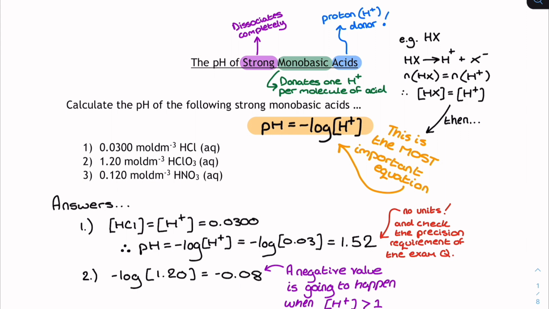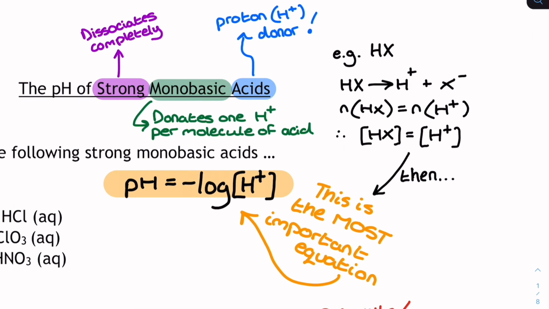As you can see here, we are kicking off with strong monobasic acids. So let's have a little bit of background information here. First off, we're talking about acids, of course. They are proton donors, and a strong monobasic acid here is going to be dissociating completely, and it's donating 1 H+ ion per molecule of the acid, and the best way I can think of describing that is by using this fake formula over here of a strong monobasic acid called HX.